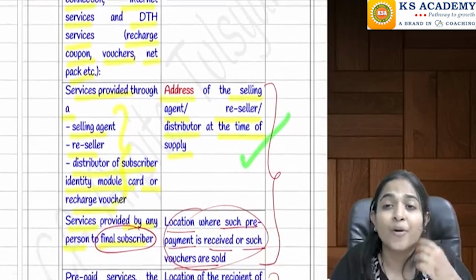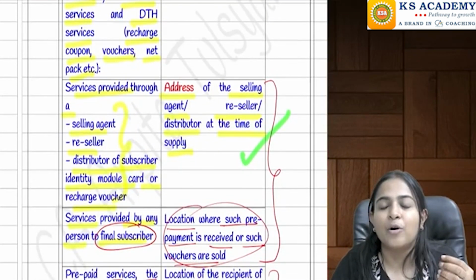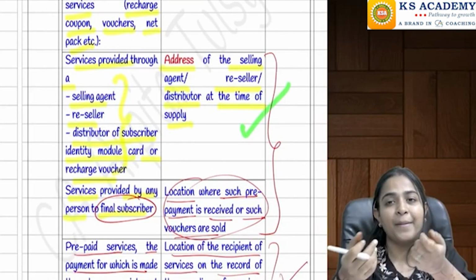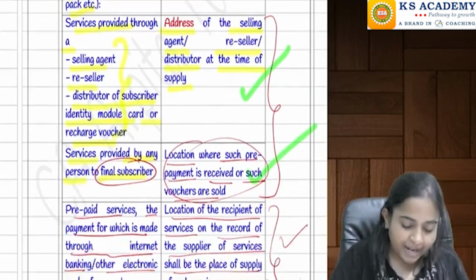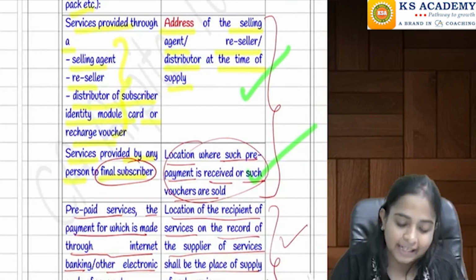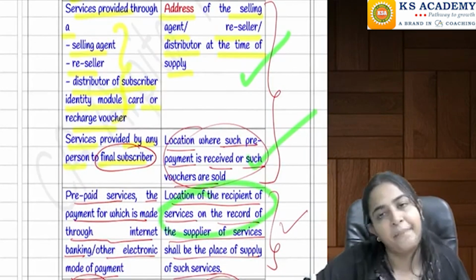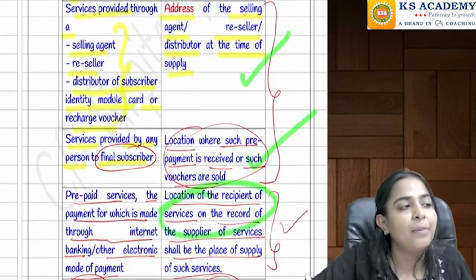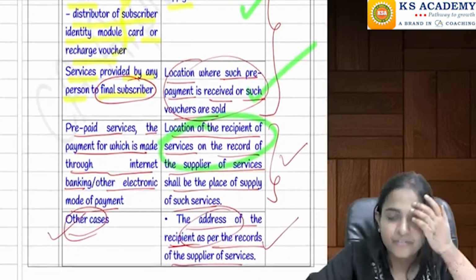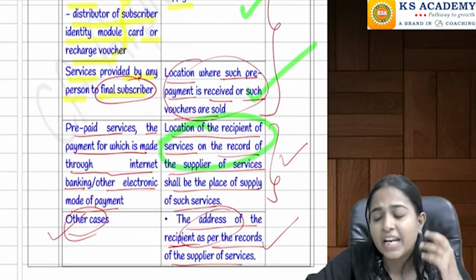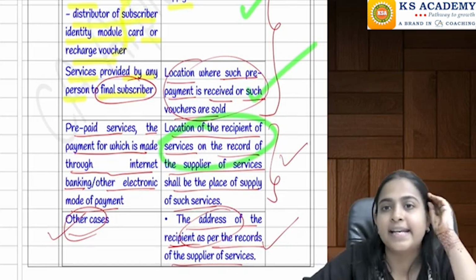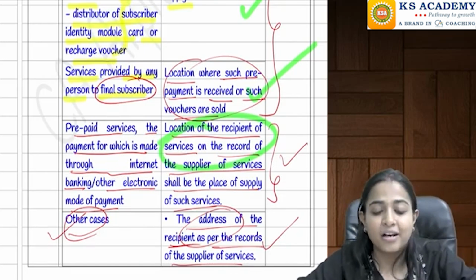Okay, but if the voucher is being sold by any person to the final subscriber, then the location where such prepayment is received. And if I do the recharge online by electronic mode, then the location of the recipient which is available will be the place of supply. Are you clear with this? Yes. So at most places, wherever possible, the location of the recipient will be considered as the place of supply. If that is not available, worst case, then only it will go to the location of the supplier, not otherwise.